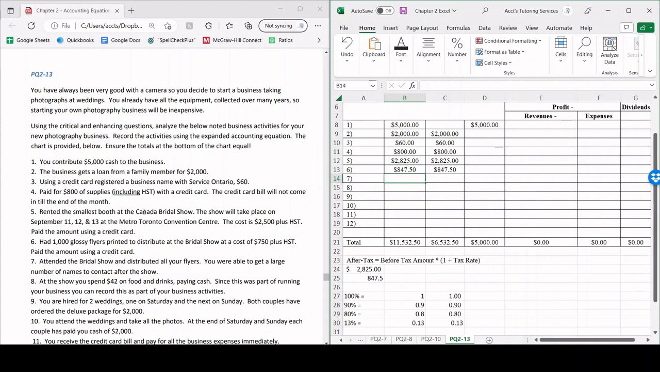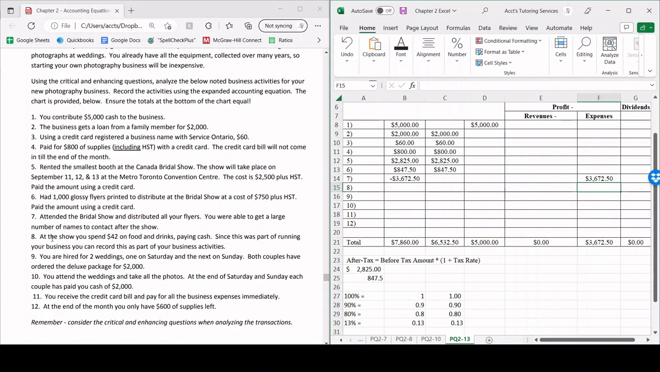Number 7, now we actually attended the bridal show and distributed all the flyers. And as a result, we were able to get a large number of names to contact after the show. So now we actually used up the booth and the flyers. So now our assets is going to go down by the total amount of these two. And by the same token, now our expenses is going to increase because we actually used up or consumed these costs now. So expenses is going to increase now.